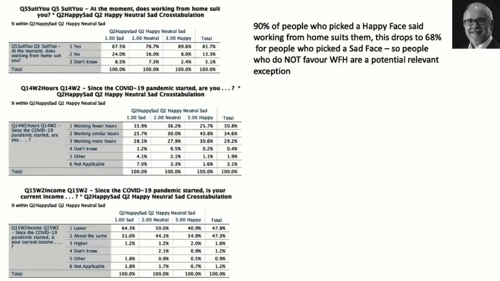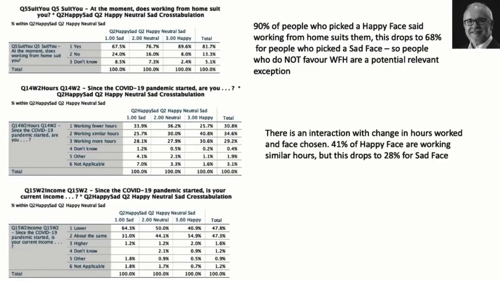We know that sad, neutral, happy is really important. So we set that as the columns and start to look through for the patterns. 90% of people who picked a happy face said working from home suits them. This drops to 68% of people who picked a sad face. So now I'm going to make my annotation that working from home has got an interesting interaction. I'm going to want to explore that. I'm going to want to look at the data in 2 or 3 different ways to get to the bottom of it.